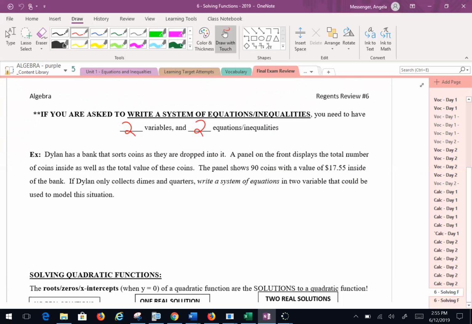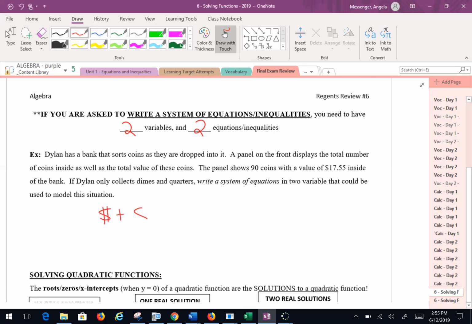Most likely the part 4 is going to be some sort of system. Usually, there've been rare cases where it hasn't been, but it's been a very common thing. So Dylan has a bank that sorts coins as they are dropped into it. A panel on the front displays the total number of coins as well as the total value of these coins. The panel shows 90 coins with a value of $17.55 inside of the bank. If Dylan only collects dimes and quarters, write a system of equations in 2 variables that could be used to model this situation. What do we always say about money?